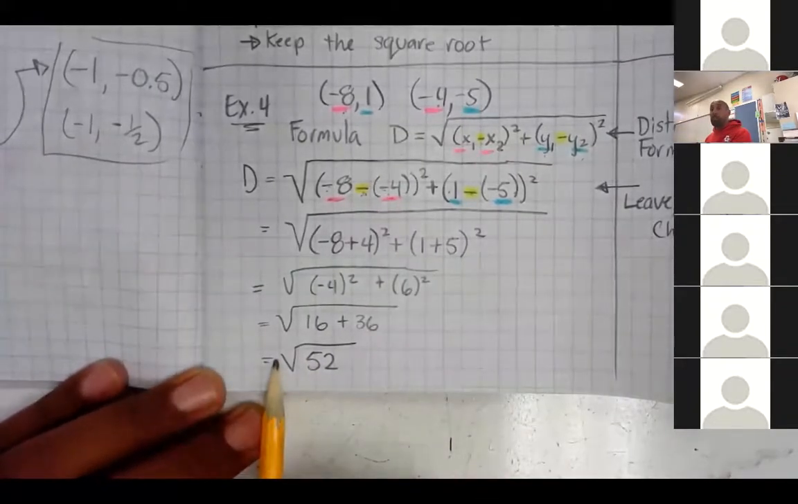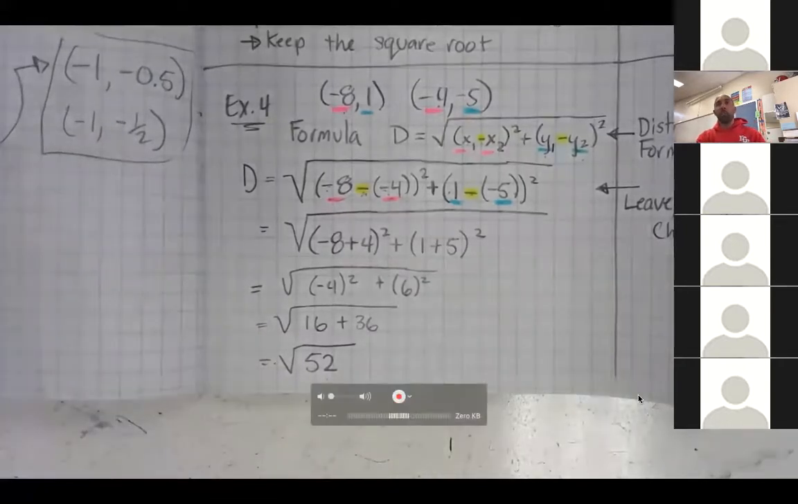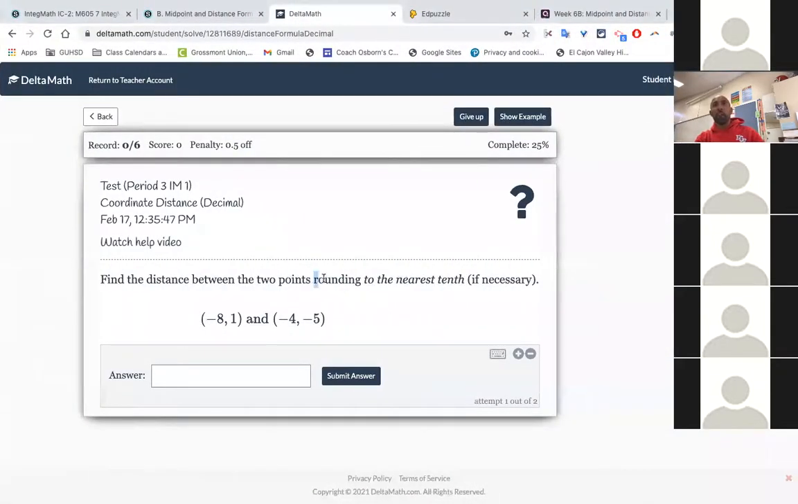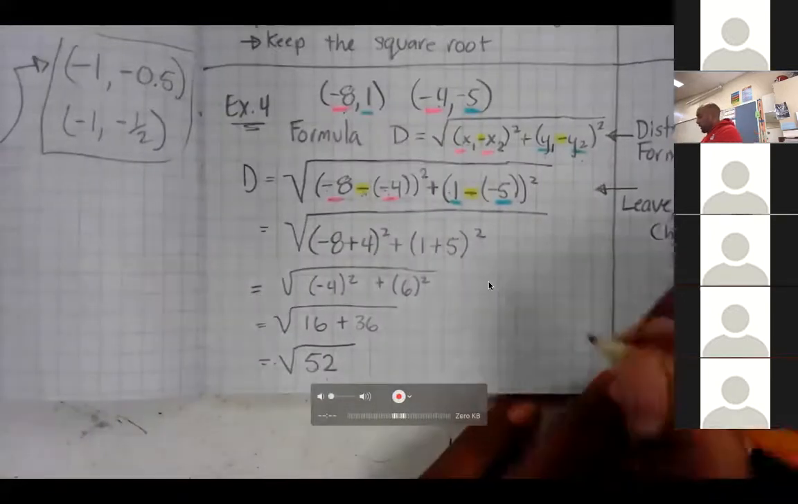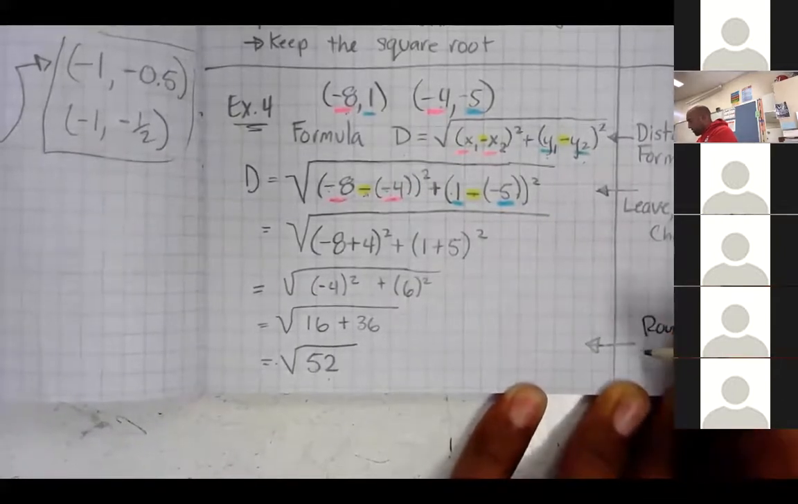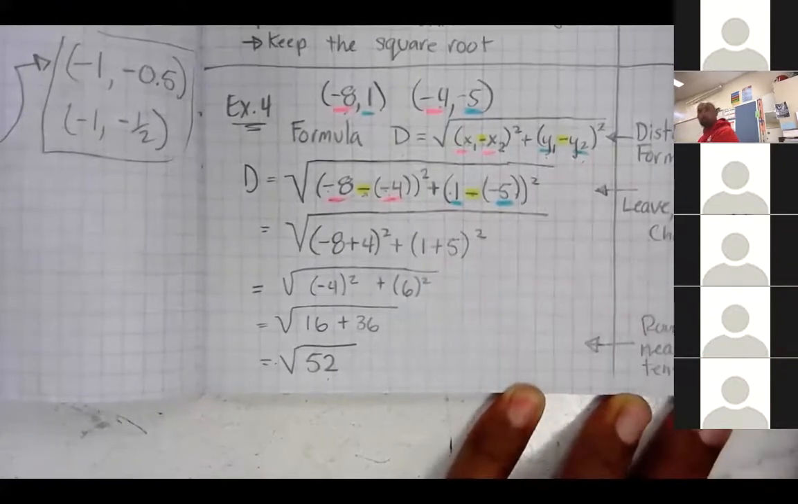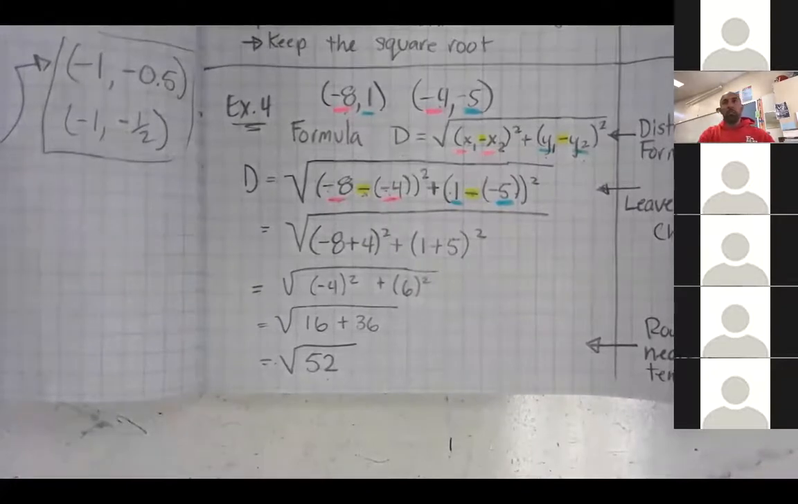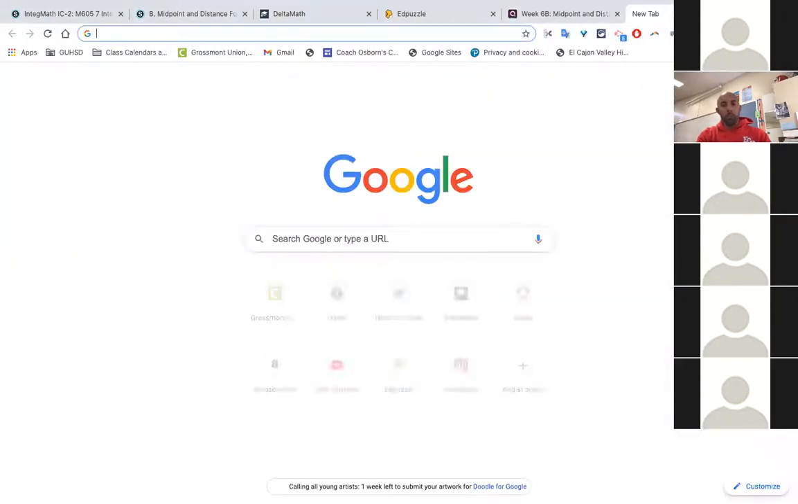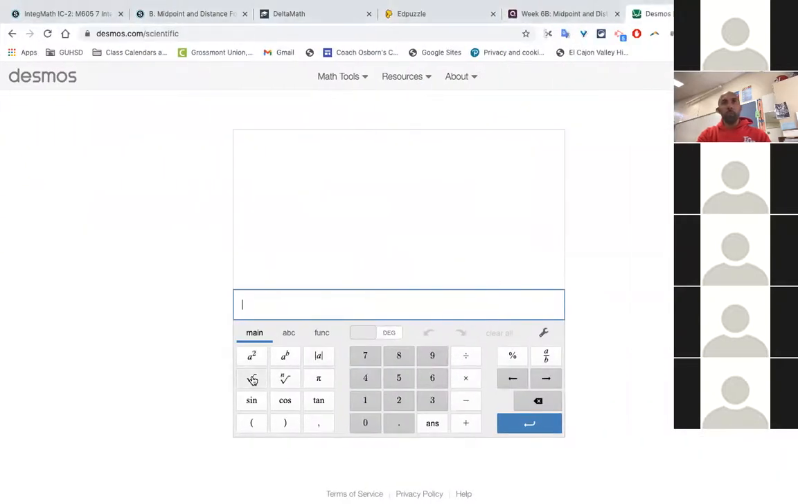Okay, now, if you guys know your squares, if I square root 52, that's going to be a decimal. So I got to check back and see what they're asking for. It says round to the nearest tenth. Okay, so we got to round like we did in the last week. So round to nearest tenth. All right, so I'm gonna use the Desmos calculator. By the way, that last thing, if you're writing it down, says round to nearest tenth. All right, so we're gonna do square root of 52.